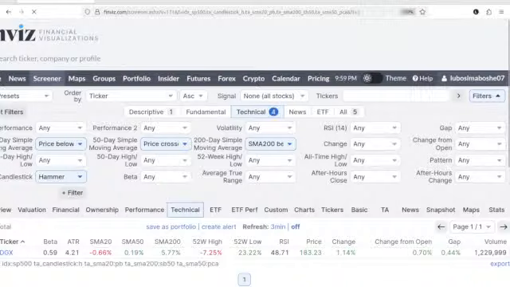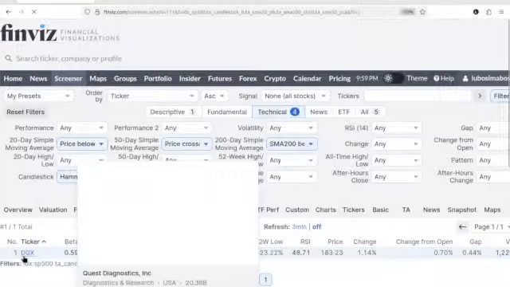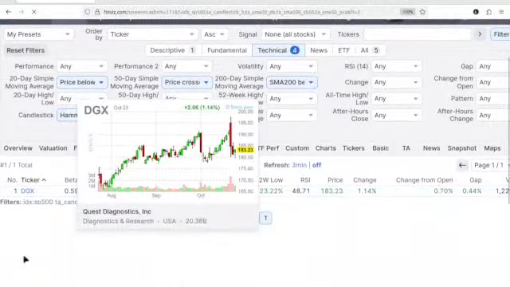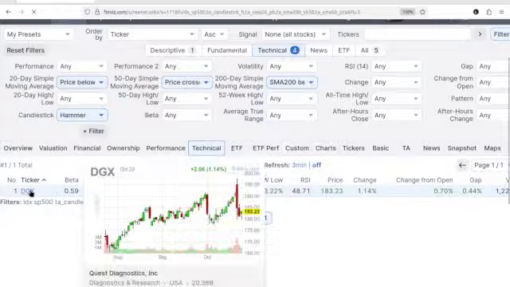So today we found DGX, Quest Diagnostics Inc. It's a diagnosis and research company, market cap 20 billion. Okay, market cap 20 billion.